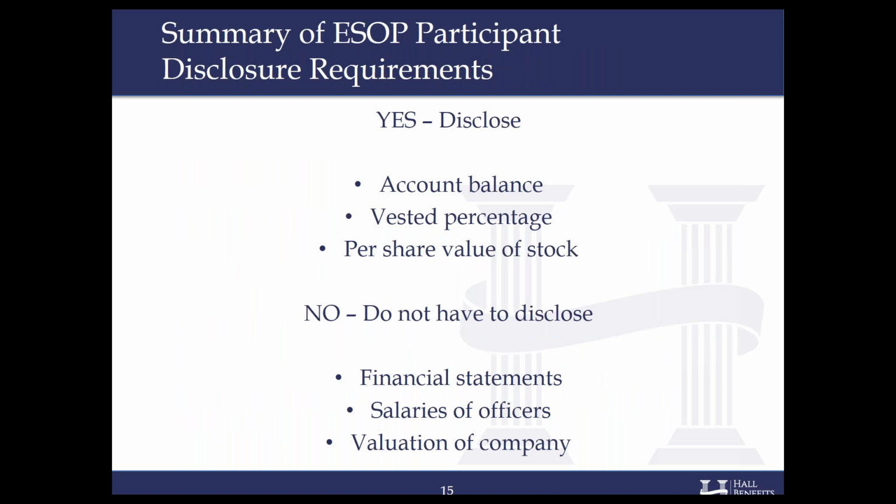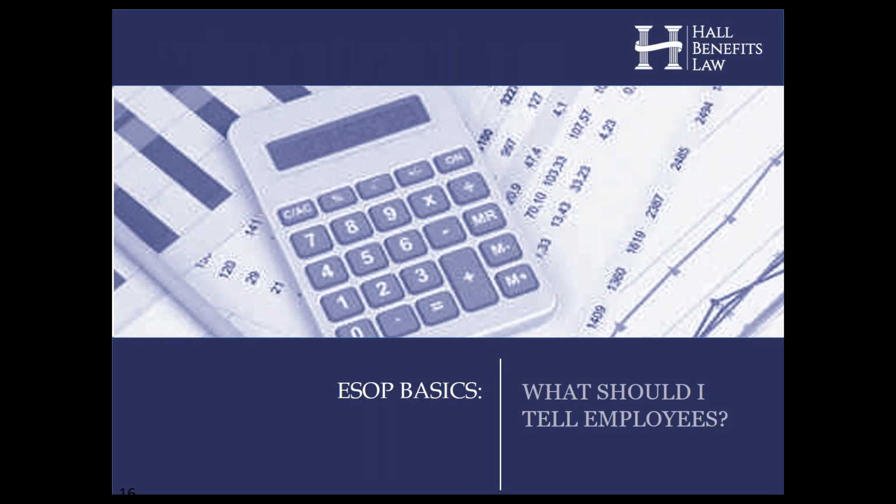So here's a recap of what we just talked about. What do you have to disclose? You have to tell them their account balance. You have to tell them what percentage they're vested in their account balance. You have to tell them the per share value of the stock that's in their individual benefit statement, so they can see how much money they have in the ESOP. But you do not have to disclose financial statements, valuation of the total company, and salaries of officers and other employees. So we've talked about the far left side, what you have to tell participants, and the far right side, what you don't have to tell them.